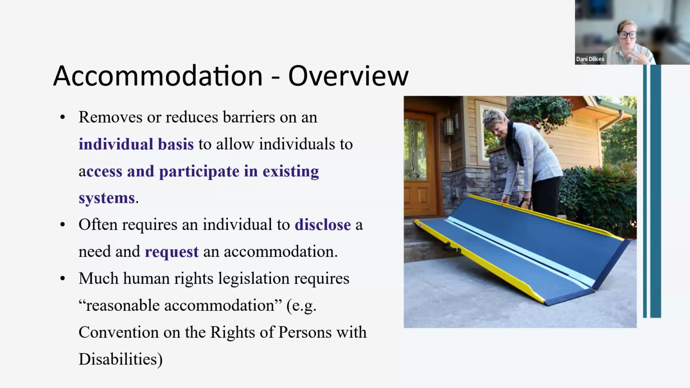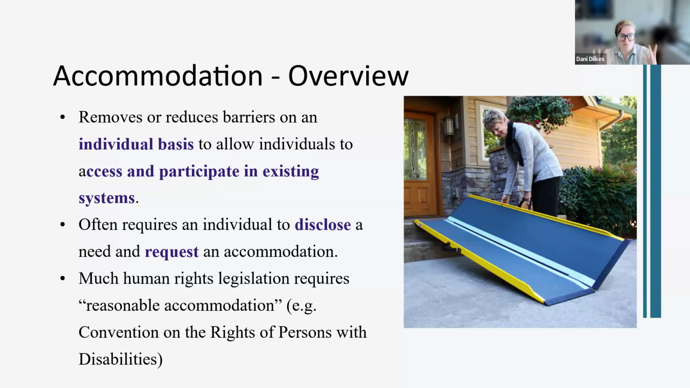And this process, as we've already started discussing, often requires the individual to disclose a need and request an accommodation. Yasser earlier talked about how part of accessibility is dignity and independence and agency, and accommodation requests often come up in tension with these ideas, where suddenly a person is reliant on a system or another individual to help them get their needs met.